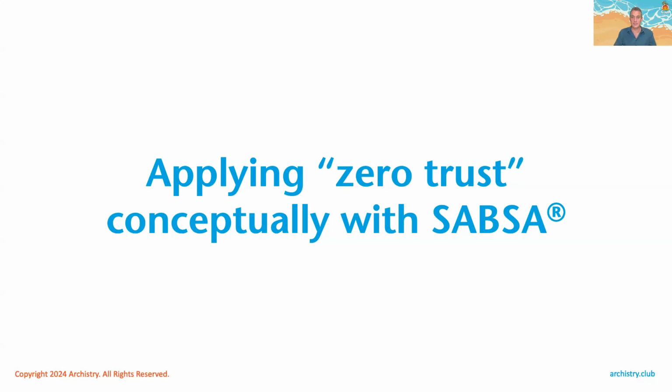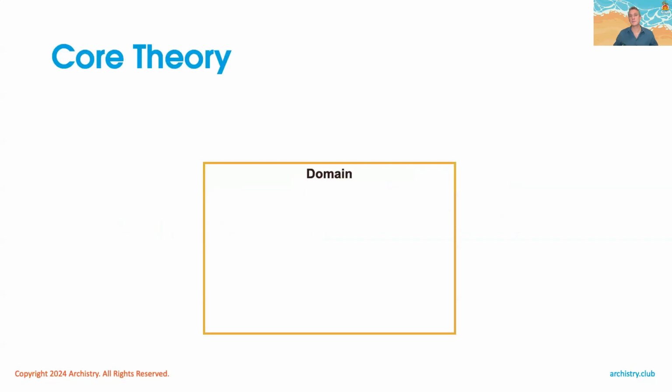And this is why SABSA is really the only theoretical framework that we can use if we want to talk about security from a perspective we can actually implement. We can actually think about successfully. And if we can implement it and think about it successfully, then we can actually do something concrete to protect our organizations. So what does this look like?